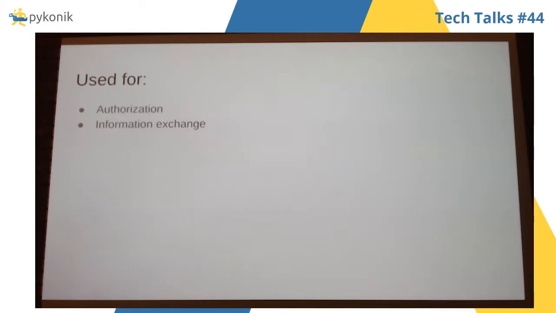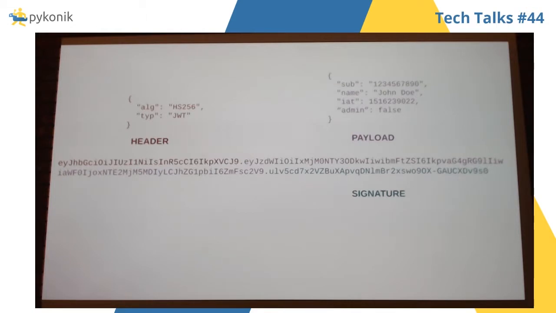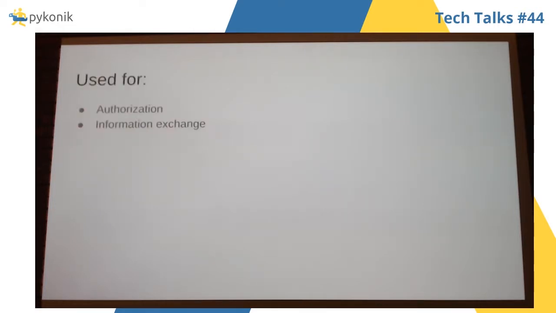So what is this used for? Authorization and information exchange. If we, for example, logged in the user and we want to give him access to the service that we provide, we create for him the JSON Web Token, and with each and every request, if it's an HTTP API or something else, he should send this JSON Web Token. If it is valid, we can trust that this is the user that is described with this payload. It can also be used for any information exchange.